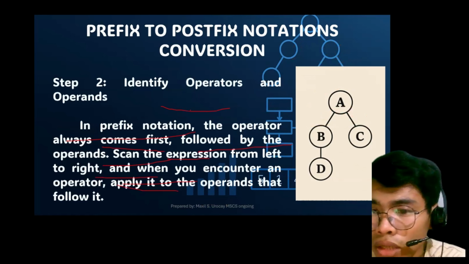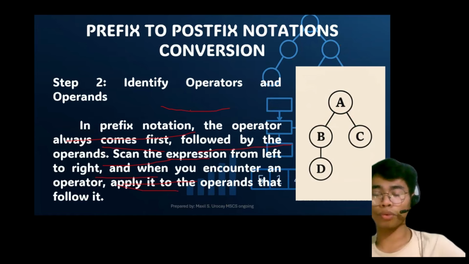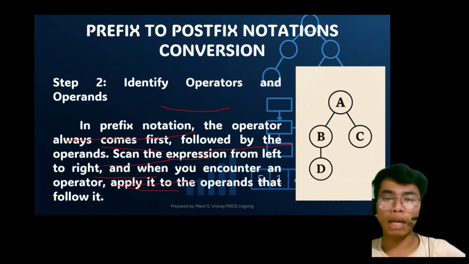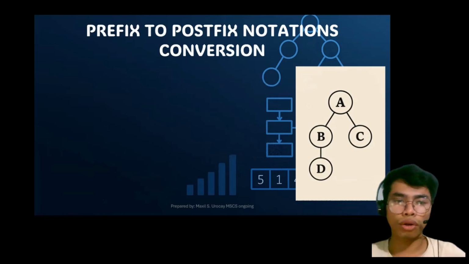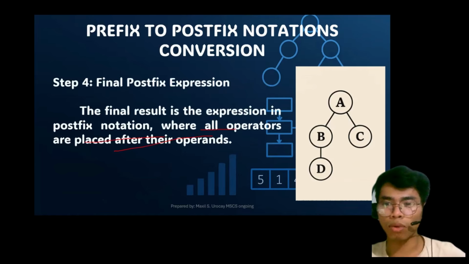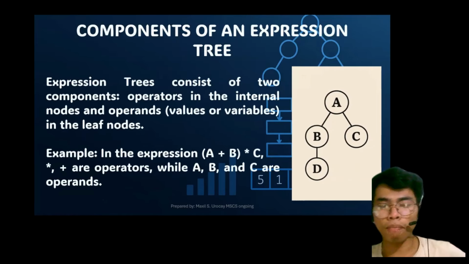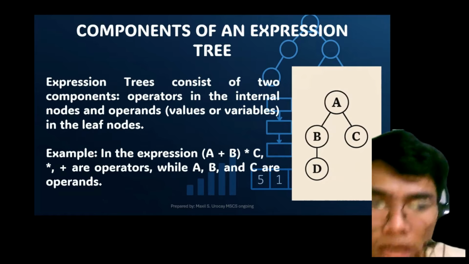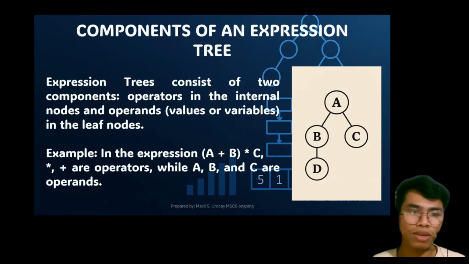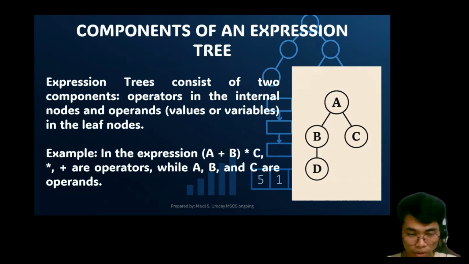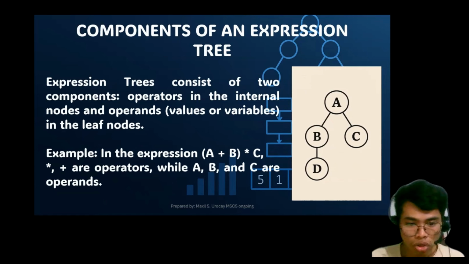But of course, that's not the expression tree yet, okay? So expression tree will be really basic. I am just discussing how you're able to convert those notations only. This is actually the introduction part. Now, let's try to work on the components of an expression tree. The components of an expression tree consist of two components: operators in the internal nodes and operands, values or variables in the leaf nodes.